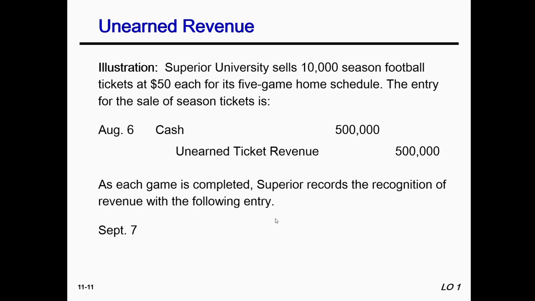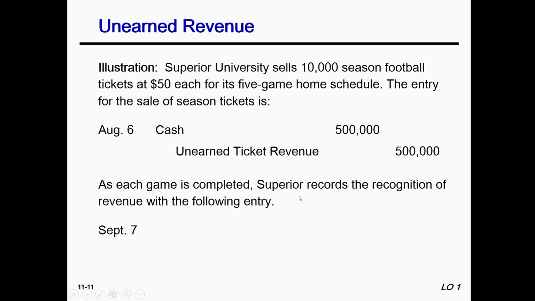Now 5 games are scheduled. So as each game is over, revenue will be recorded for that game. When the second game is over, the second game's revenue will be recorded, and so on. This $500,000 unearned ticket revenue is for 5 games. So each game's revenue is 500,000 divided by 5, that is $100,000. As each game is completed, Superior will recognize its revenue.